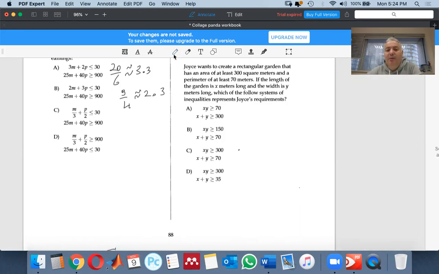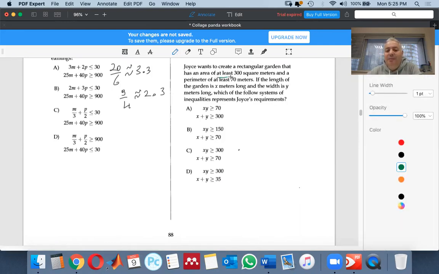Keyword, my dear students, keyword: at least 300. What does it mean? Something must be greater than or equal to 300, first of all. But it says rectangular, keyword. It says area, keyword. So what is the area of the rectangle? If this is X unit, if this is Y unit, what is the area? X times Y. So XY must be greater than or equal to 300. So wrong, wrong. This could be, this could be.